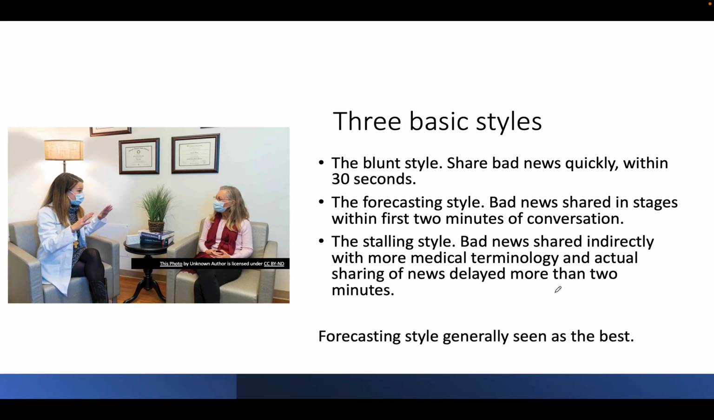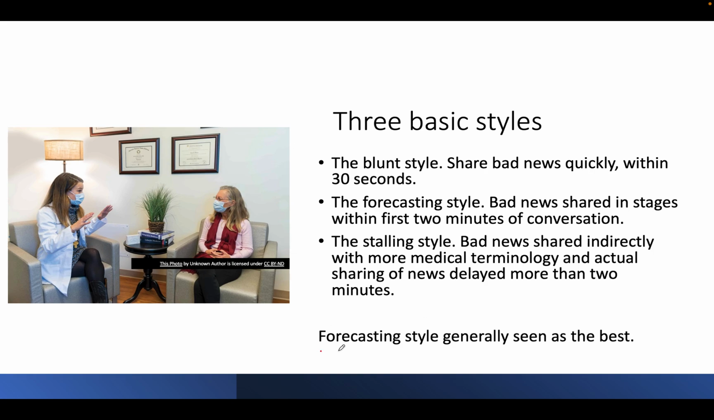There are 3 basic styles of sharing bad news: the blunt style, the forecasting style, and the stalling style. The blunt style is where the doctor shares bad news quickly within 30 seconds. Just kind of get it over with. The second style, the forecasting style, the bad news is shared in stages within the first 2 minutes of conversation. In the stalling style, bad news is shared indirectly with more medical terminology, and actual sharing of news is delayed more than 2 minutes. So stalling, as the word implies, you wait and perhaps wait a long time.